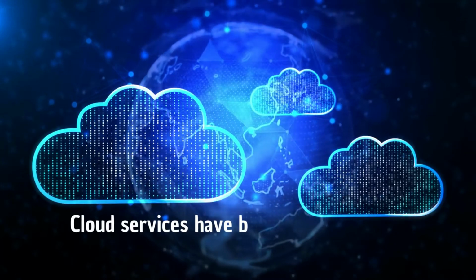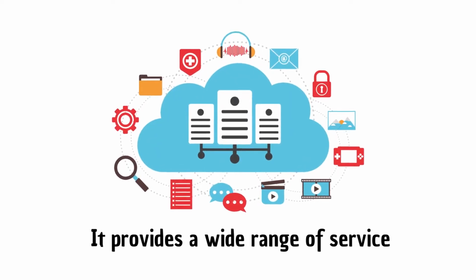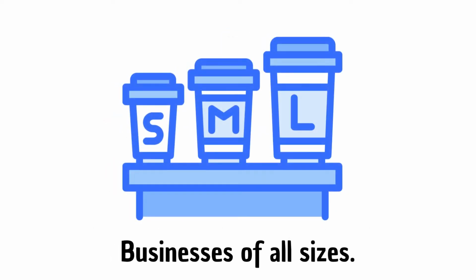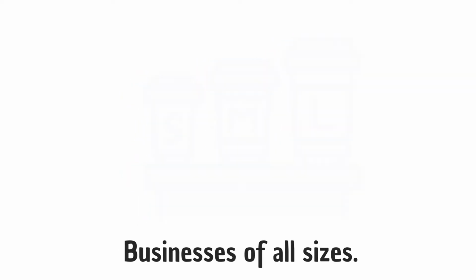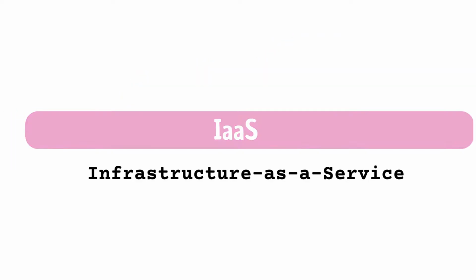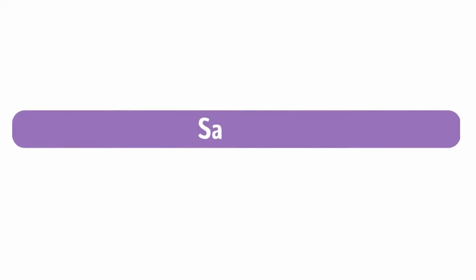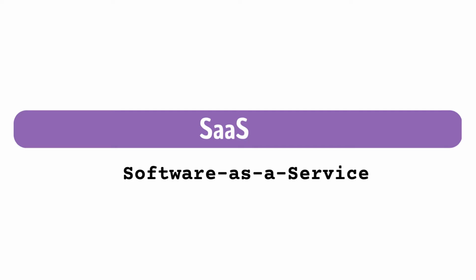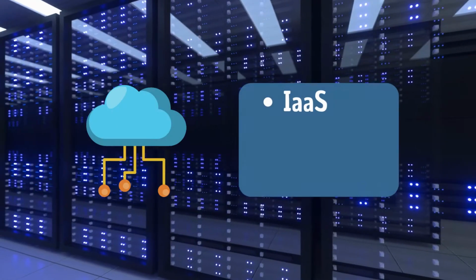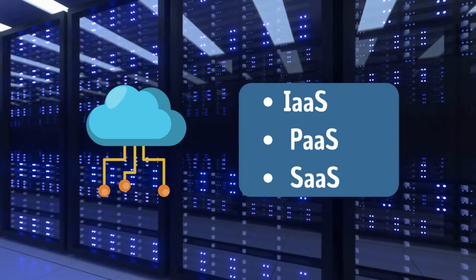Cloud services have become increasingly popular in today's digital age. It provides a wide range of services that can be customized for businesses of all sizes. There are three main types of cloud services: IaaS, Infrastructure as a Service, PaaS, Platform as a Service, and SaaS, Software as a Service. What are the differences between IaaS, PaaS, and SaaS?